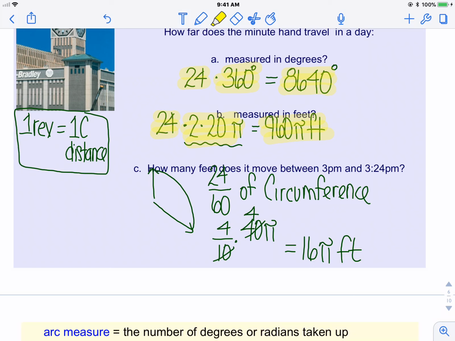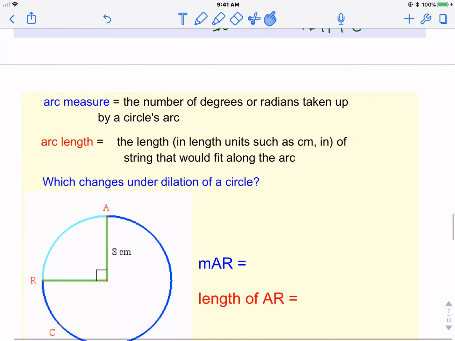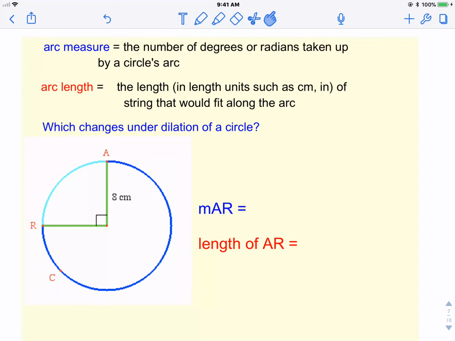And again, pause this, add to your notes, make sure you have good ideas and good understandings before you proceed. The idea that you're getting from that 3 o'clock to 3:24 idea is what's called arc measure. Arc measure, by definition, is the number of degrees or radians, and radians is a measurement you're going to get to next year. So for the moment, you could cross off the radians. We will leave radians for the other unit of measure for angles that you will use in trigonometry. But it's the number of degrees taken up by a circle's arc, matching the central angle measure.